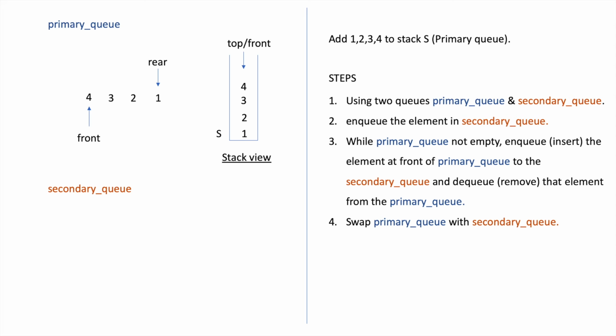Now let's write some code and implement this in C++. So firstly, we will include the library iostream. We will include the library queue to use the inbuilt queue data structure in C++. We will use the standard namespace. And now let's begin writing our class to implement stack using the queue data structure.